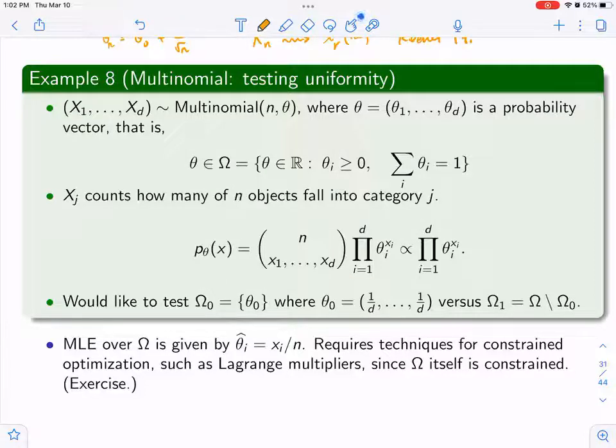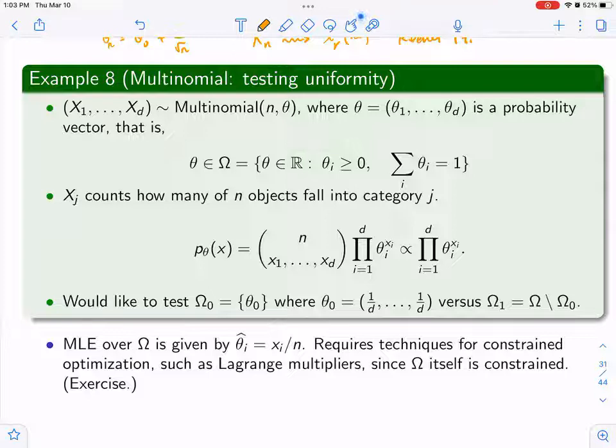Just do it as an exercise, okay? If you haven't done this, take the log of this. You want to maximize it, but if you try to set the derivative equal to 0, it doesn't work. But you have this constraint. So the log of this plus lambda times the summation minus 1, you set equal to 0.